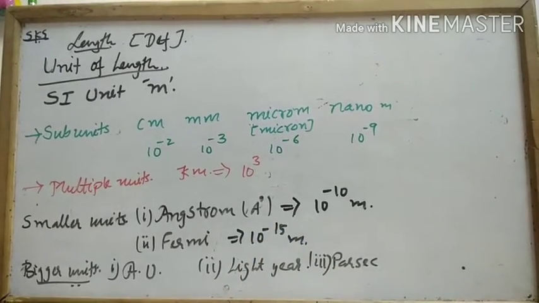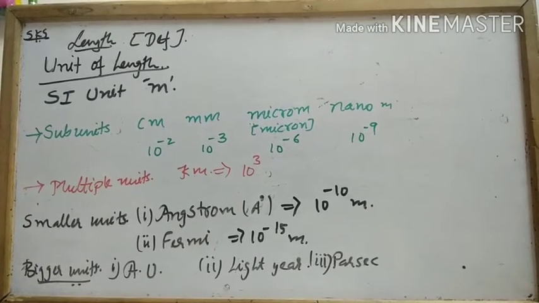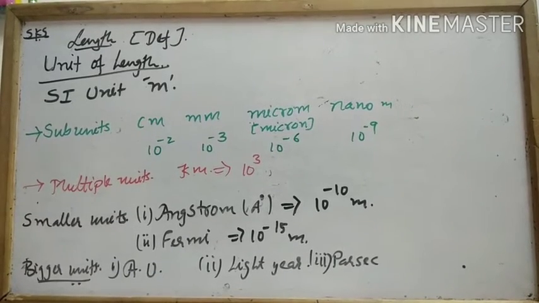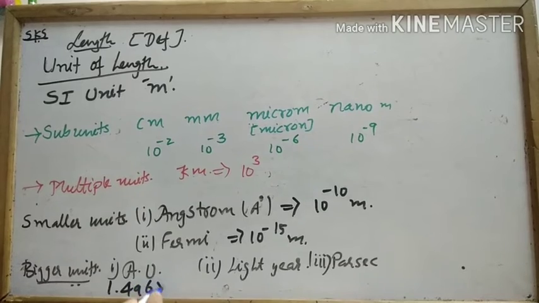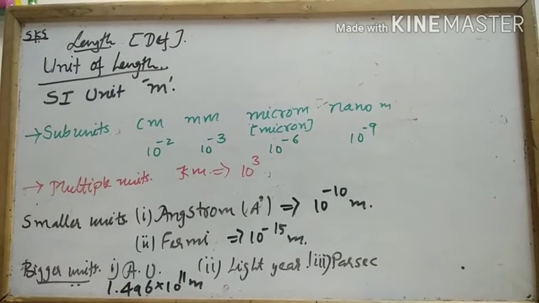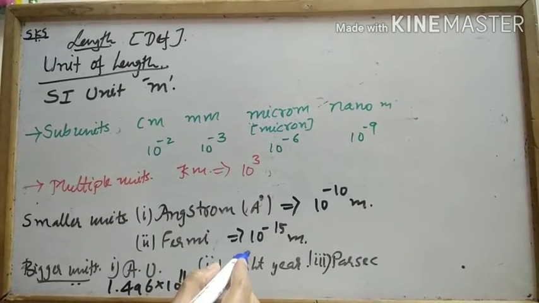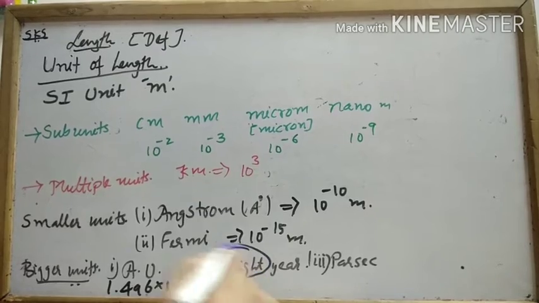My dear friends, the distance between the Sun and Earth is known as 1 astronomical unit, which is in short written as AU, and that particular distance is 1.496 into 10 raised to 11 meters. My dear friends, you do need to remember all these values. I'm sorry, but you will need to remember this. I know it may be a little tougher for you.